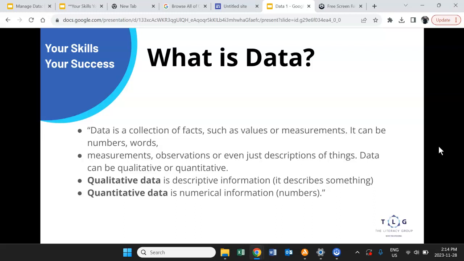Quantitative data is numerical information, right? So something like, there are 14 adorable cats. That's quantitative data, right? We're talking about a quantity. Or, I saw 3 red cars today and 5 black cars today.